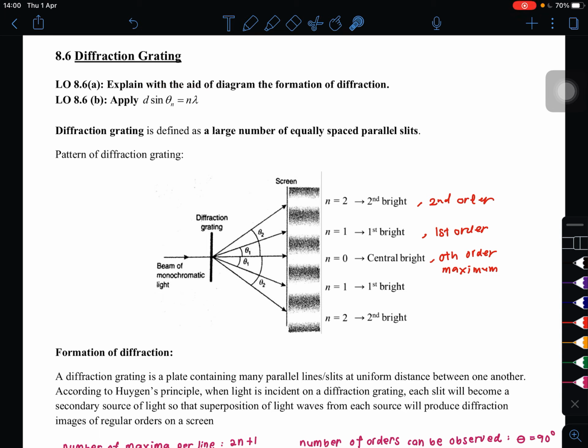Okay, just for your information, for PSPM, we only focus on the second learning outcome, which is to apply the formula only. So explanation is not going to be in the PSPM, but akan masuk dalam UPS. So either way, you need to understand this one as well.